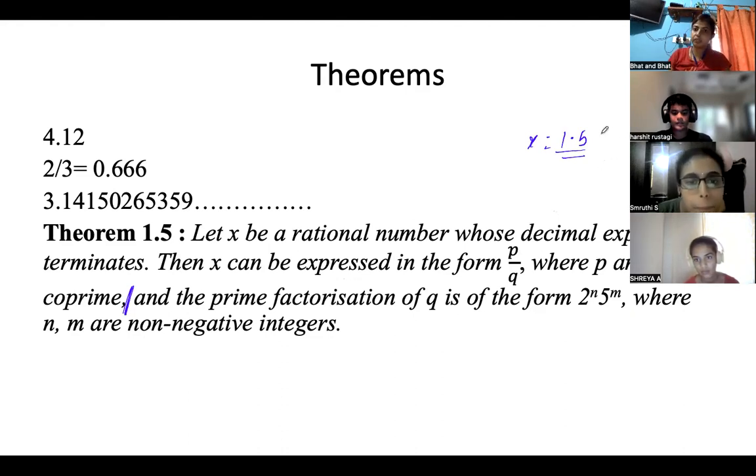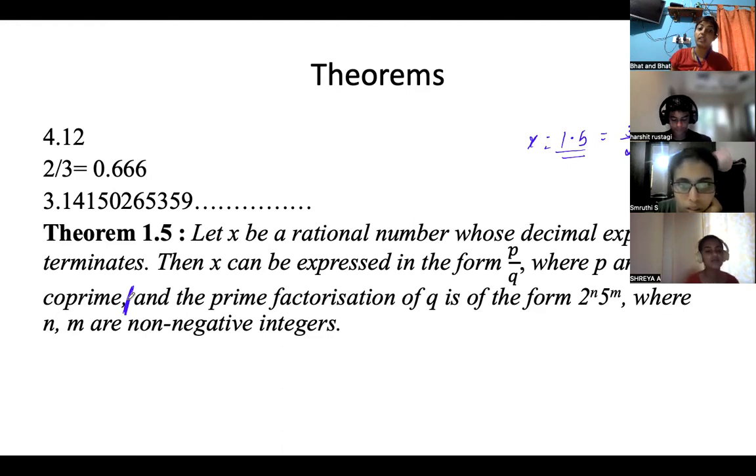So 1.5, if I say, then I can write it in the form of 3 by 2, correct? Where 3 and 2 are p and q. And these 3 and 2 are co-primes, correct? They don't have any common factors other than 1. So we can say that till here the statement is understood.